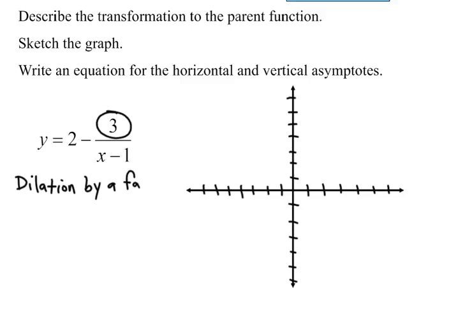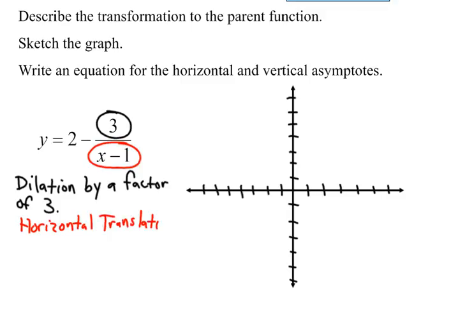By a factor of 3. Right, and as we talk, it'll be both a vertical and a horizontal dilation. And we'll get to how that impacts the graph in a second, whenever we sketch the graph. So now we see the x minus 1. That's our horizontal translation to the right 1 unit.